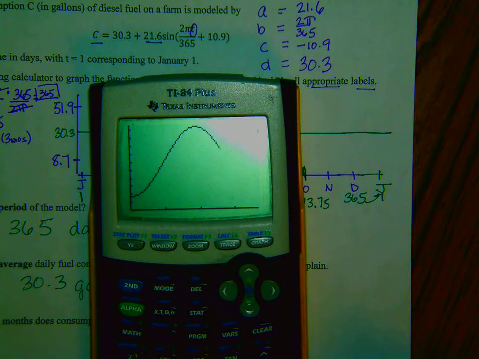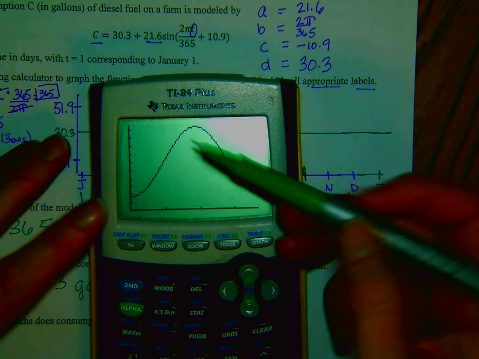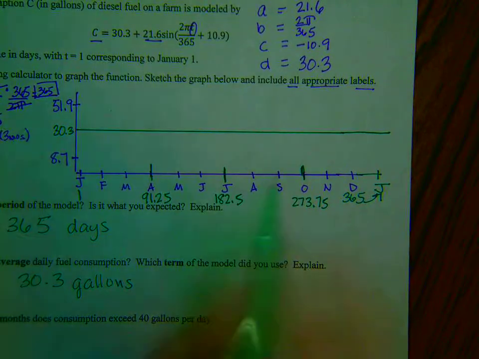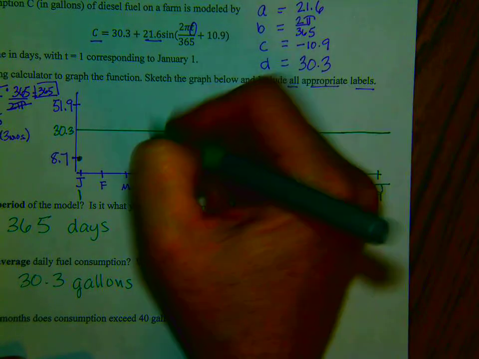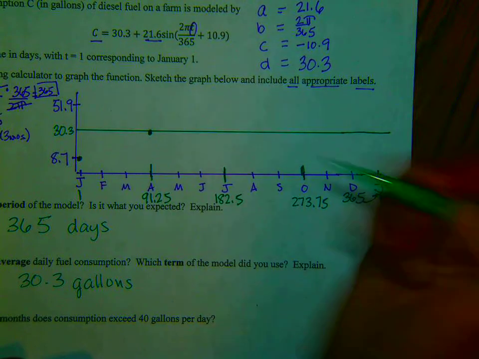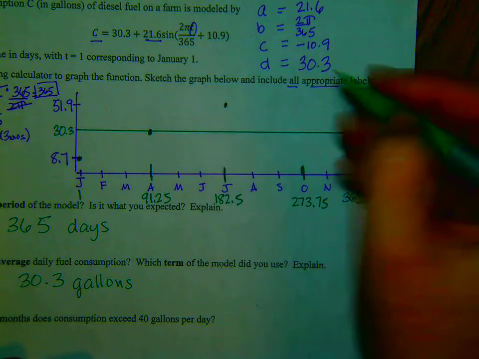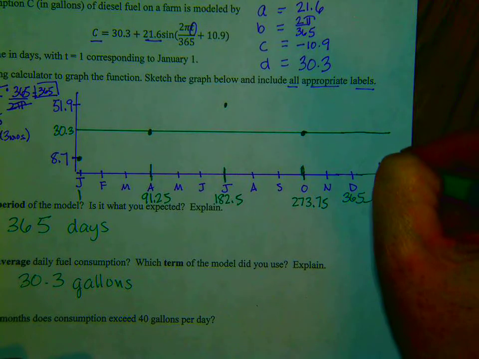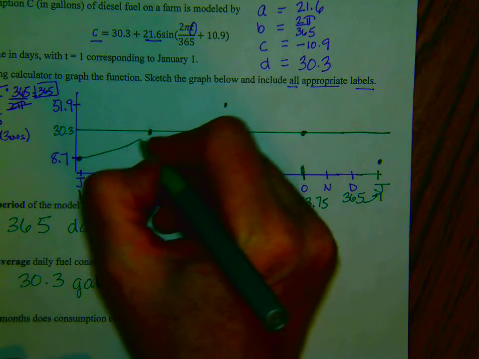Now I have a shifted sine curve. Okay, it looks like a negative cosine curve, but it's actually a shifted sine curve. And what do I have? I have a minimum here in January. So my minimum value is going to be in January, which is 8.7. I have an intercept here at 91.25 days, or in April. In July, I have a maximum value, 51.9, an intercept or midpoint value in October, and back in January again, a minimum value. So we can sketch this curve for fuel consumption.